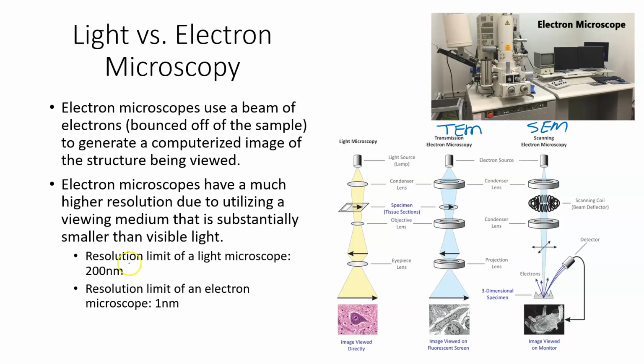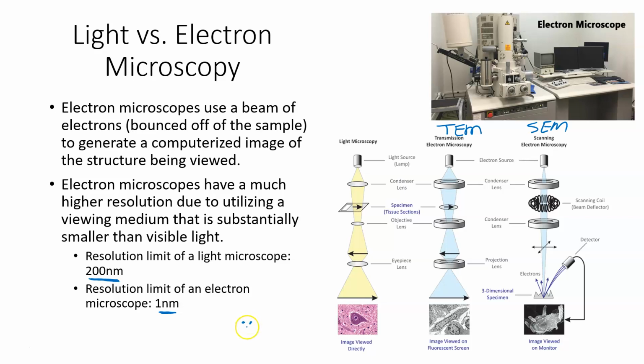Notice that the resolution limit of a light microscope is 200 nanometers, which means 200 nanometers is the smallest distance we can successfully resolve with a light microscope, whereas with an electron microscope we can get that resolution down to 1 nanometer. So this is basically 200 times better. And what do I mean by resolution or resolving power? Basically, if there are two dots very closely packed, resolution is the ability to distinguish between those two dots.